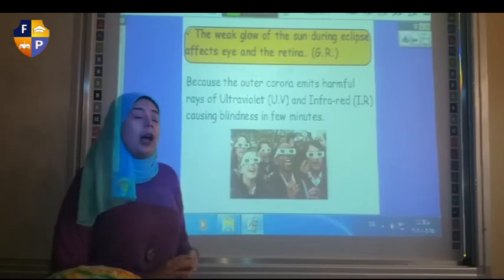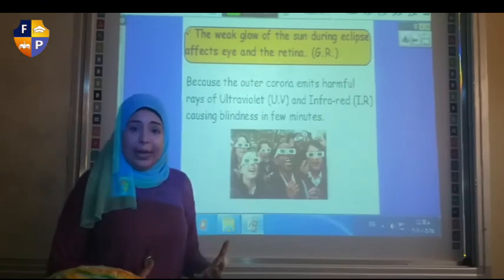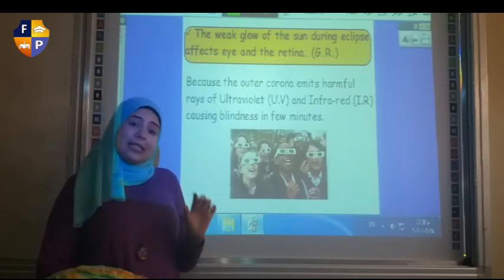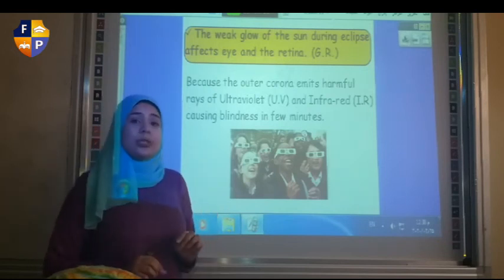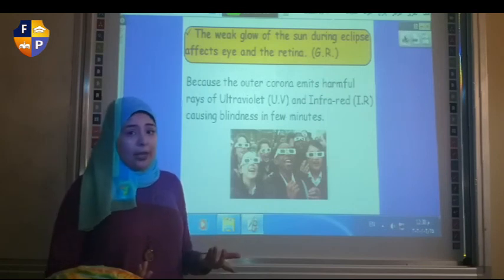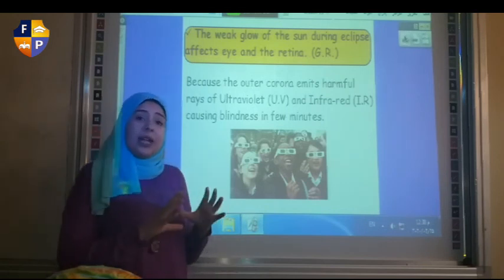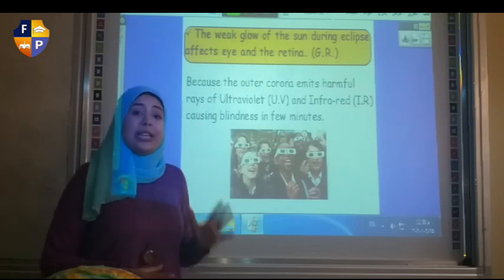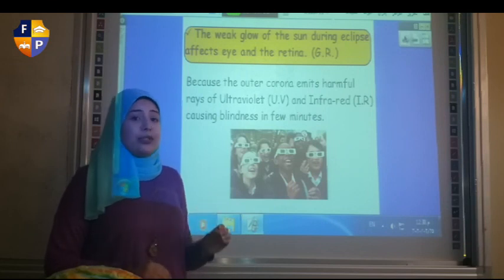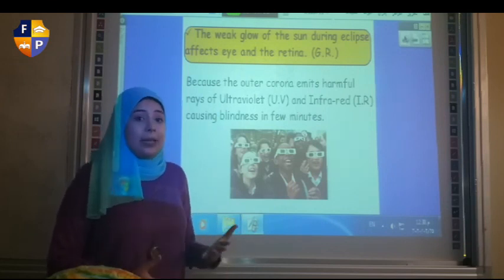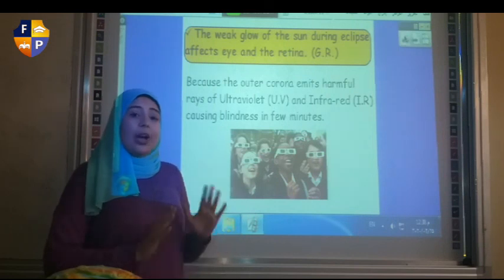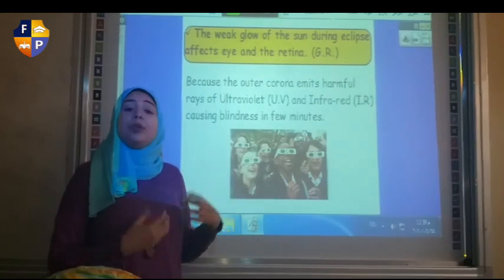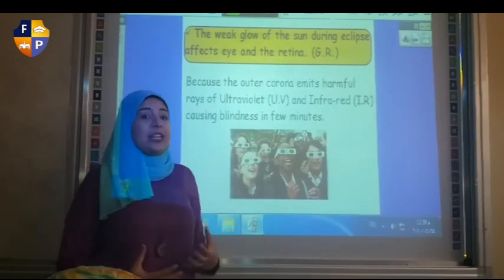Primary 6. Solar eclipse happens in the morning and it lasts for 7 minutes and 40 seconds. But at this time, we can't look directly at the Sun. Why? Do you know why? Because the glow of the Sun at this time is weak, but it emits very harmful radiation like ultraviolet and infrared. It may cause blindness, so we mustn't look directly at the Sun during a solar eclipse. But if we want to watch this beautiful phenomenon, we must wear special glasses.